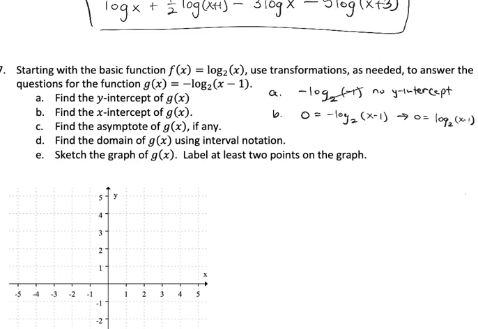If we use a base 2 on both sides, base 2 here means 2 to the 0 power, that's 1. If we use a base 2 here, 2 to the log base 2 cancels out, so you're just left with x minus 1. If you add 1 to both sides, you get x equals 2.